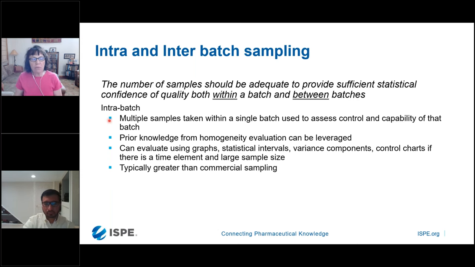So intra-batch is multiple samples taken within a single batch used to assess control and capability of that batch. Prior knowledge from homogeneity evaluation can be leveraged. If you're manufacturing an API and it's an aqueous solution, you may not need to take multiple samples within that batch. You may have shown earlier in the process design stage that you have homogeneity within that batch, and that may be adequate. You can leverage that information. You can evaluate intra-batch variability using graphs, statistical intervals, variance components, and control charts if there's a time element and a large sample size, and it's typically greater than commercial sampling.